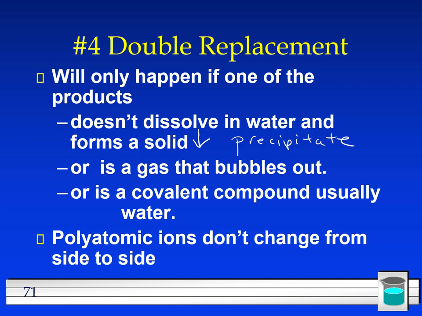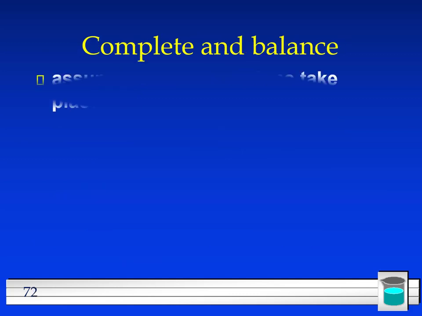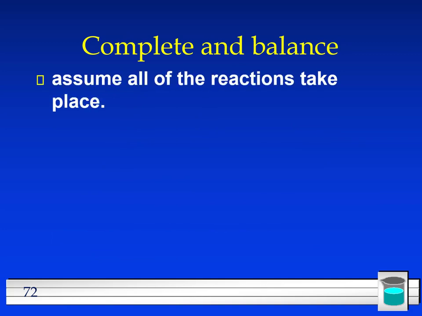For example, and for right now, we're going to assume all reactions take place. Later on, we'll learn how to predict whether they take place or not. That would be part of that ionic stuff you talked about yesterday. We read about that last night. So we're going to assume all these take place for right now. So CaCl2 plus NaOH.